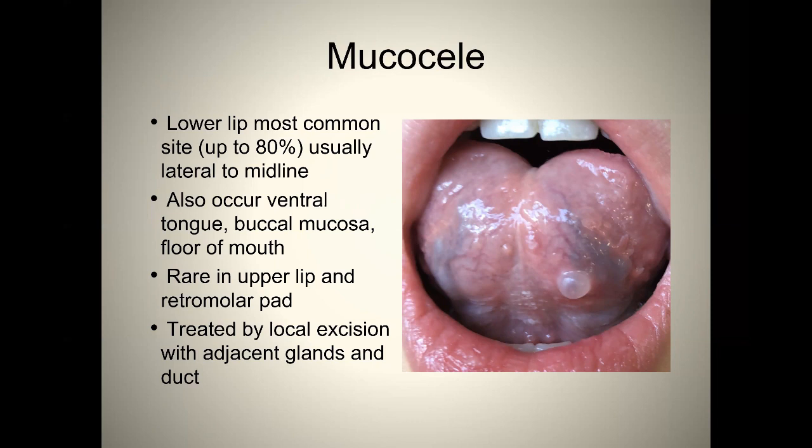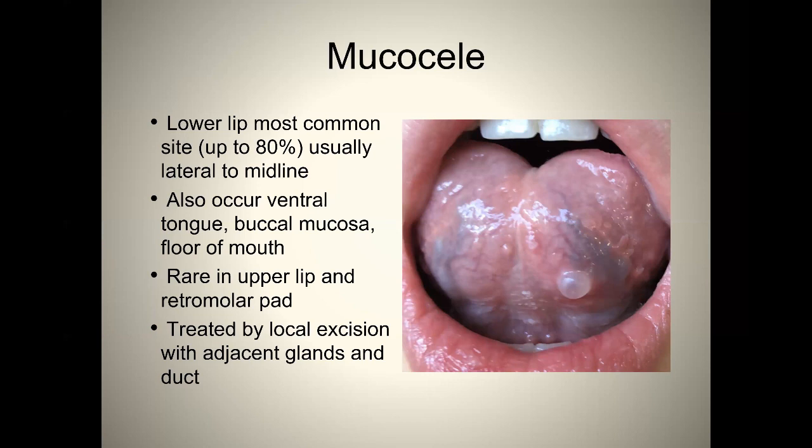With that being said, these can occur in other places, including the ventral tongue, which you can see pictured here, the buccal mucosa, and the floor of mouth, which we'll speak about in a little bit. These are exceedingly rare in the upper lip and retromolar pad. This is a really crucial point that you should remember.